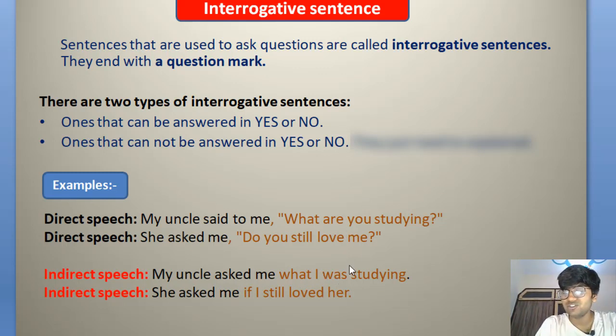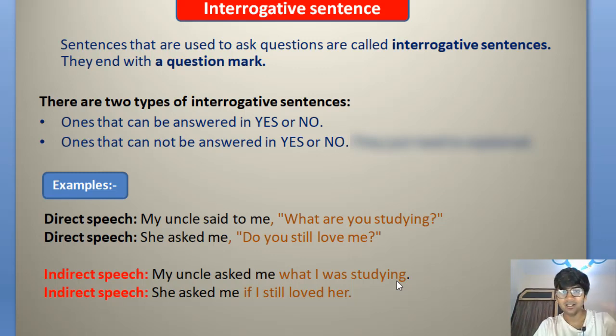He might have asked me this question, let's say a year ago, or let's say 6 months ago. This might not be relevant, right? I might have completed my studies, right? This might not be relevant now, and that is why we back shift the tense. That is why present continuous tense, are studying, has been changed into was studying, past continuous tense. You can watch my previous video. I've explained everything about back shifting of the tenses.